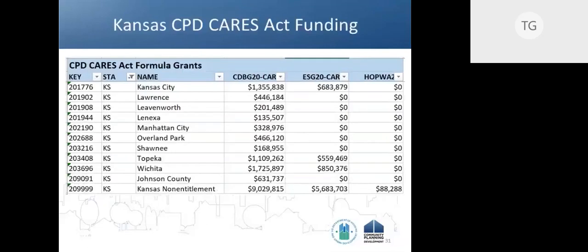Here are some specific numbers for the Kansas CPD CARES Act funding. The 11 or so formula grantees that we have in Kansas, starting with Kansas City on down to the state of Kansas. Kansas non-entitlement for all three COVID-related funding sources, CDBG, ESG, and HOPWA.